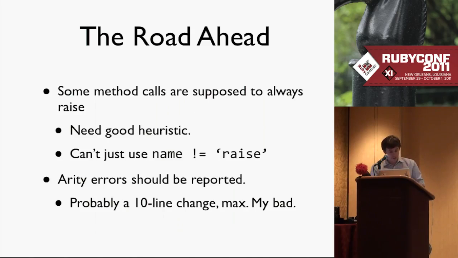And some of that is, for one, some method calls are supposed to always raise. If you call the method raise, I'm not going to yell at you for always raising in that method because you called raise. Or you may write a wrapper function that does some formatting for a string and then calls raise. Well, I shouldn't yell at you for calling that. I haven't figured out exactly what that heuristic is supposed to be. And it's not going to be just as good as did you call raise.